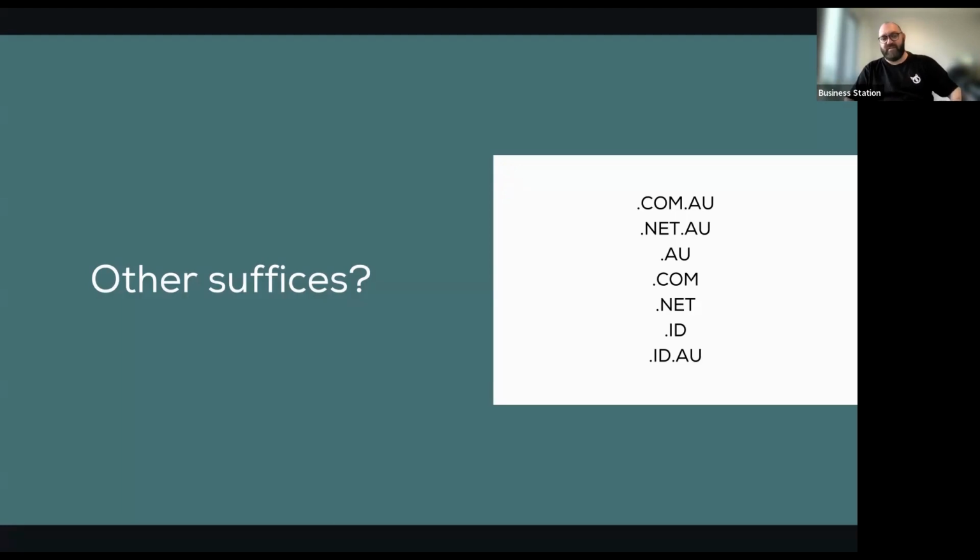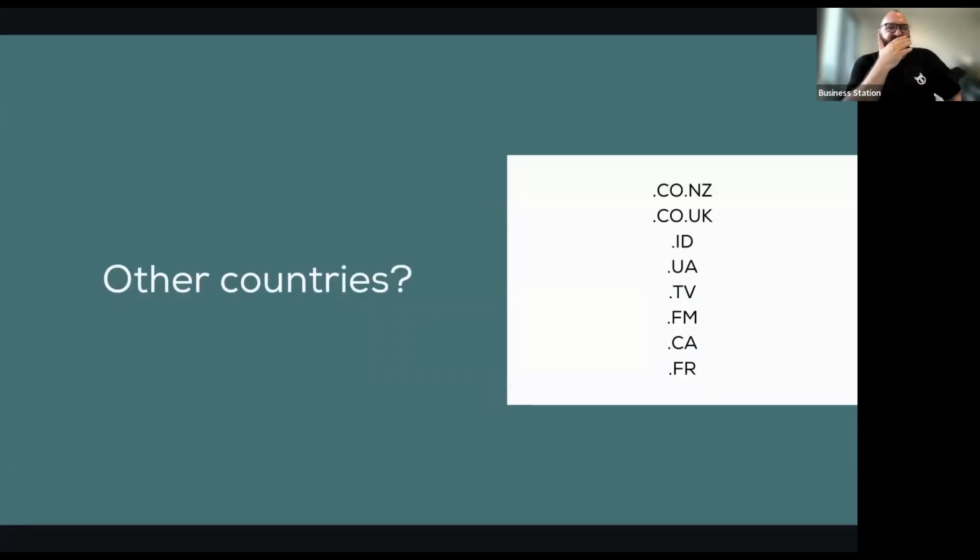I'm not talking about going to all the other weird and wonderful ones from other countries. For instance, if you're looking to operate in Indonesia, .id would be very useful for you. If you're operating in Canada, .ca. If you're going to France, .fr. Or .co.uk if you're looking to operate in the UK. That would be important, to go to those other countries and get those other domains.